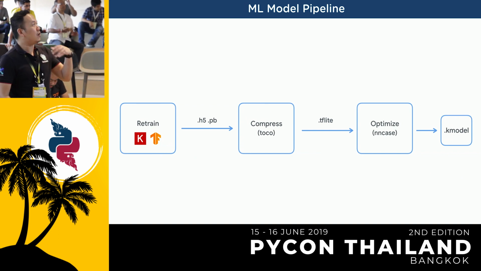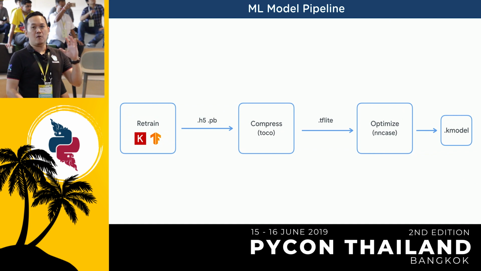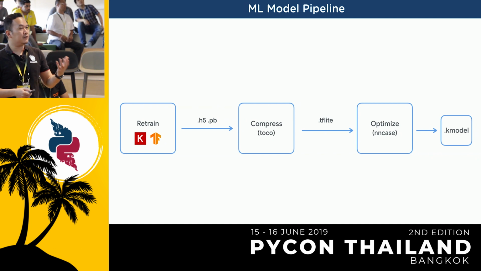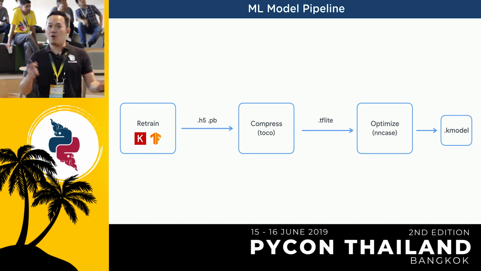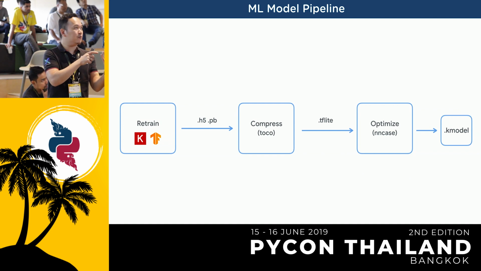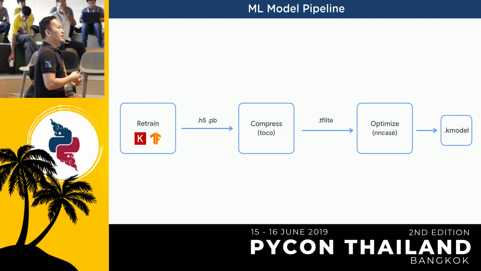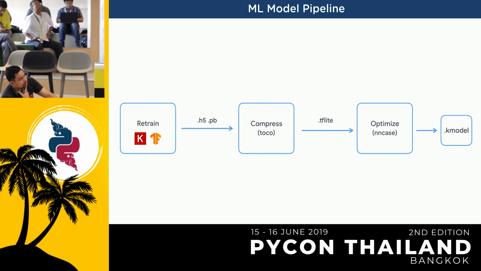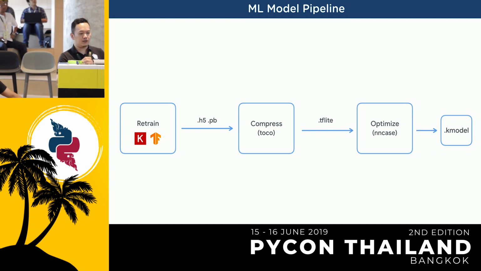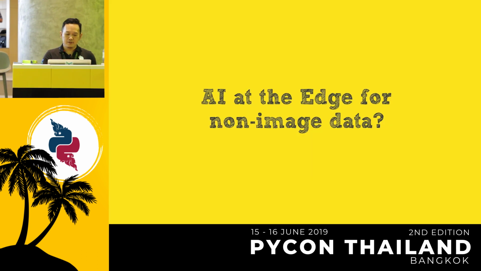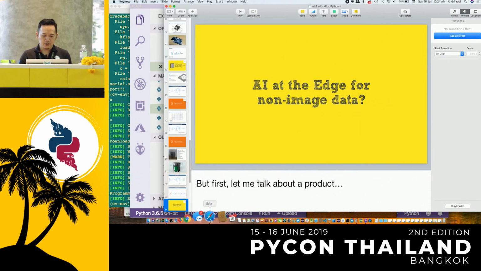The way we train or prepare the model is that we train the MobileNet architecture. We use transfer learning using Keras, which results in an H5 file. Then we use TOCO, the TensorFlow Lite Converter, in order to compress. From 17 MB, we are able to compress it to about 8 MB. And then we need to optimize the model in order to be able to run on the K210. So we use a tool we call NNCase. Okay, so let's see how it goes.